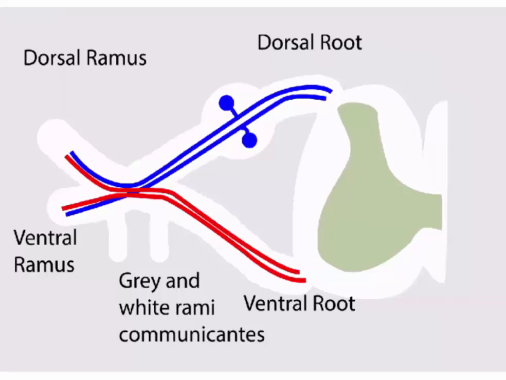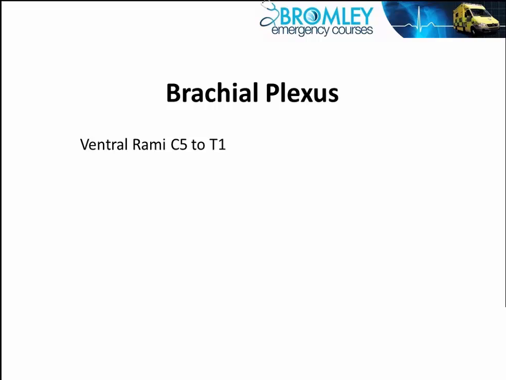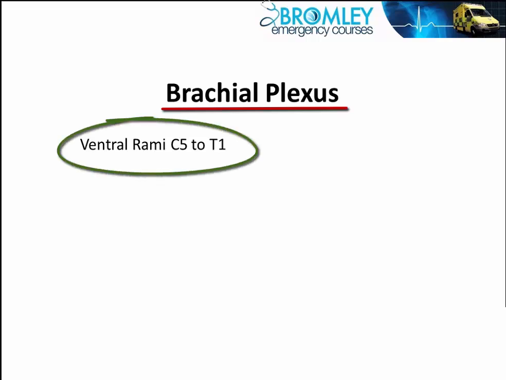Okay, so that's just to clear up this issue about roots and rami, because you have dorsal and ventral roots, but you also have dorsal and ventral rami, and from now on, in a sense, all that we can concern ourselves with relate to the ventral rami. Having cleared that up, that it's the ventral rami we're concerned about, then let's focus on C5 to T1. Those are the ventral rami that constitute the brachial plexus.